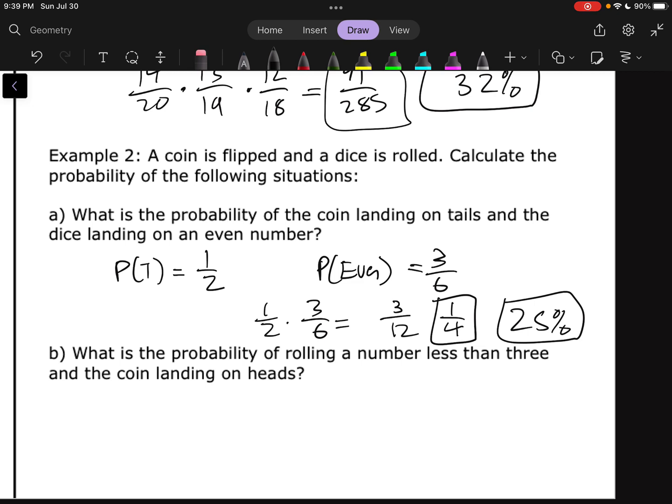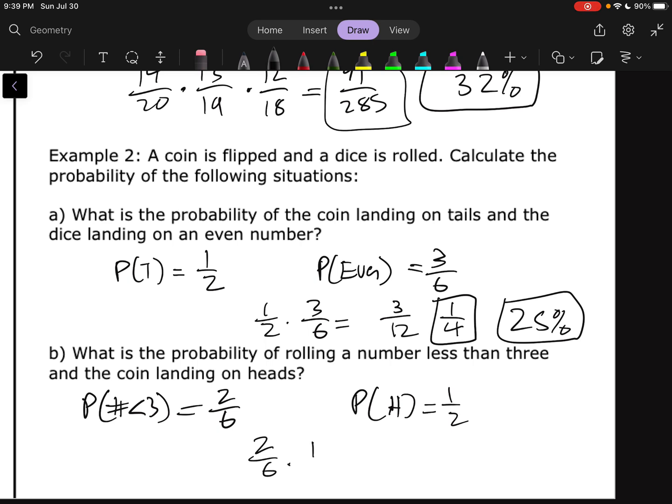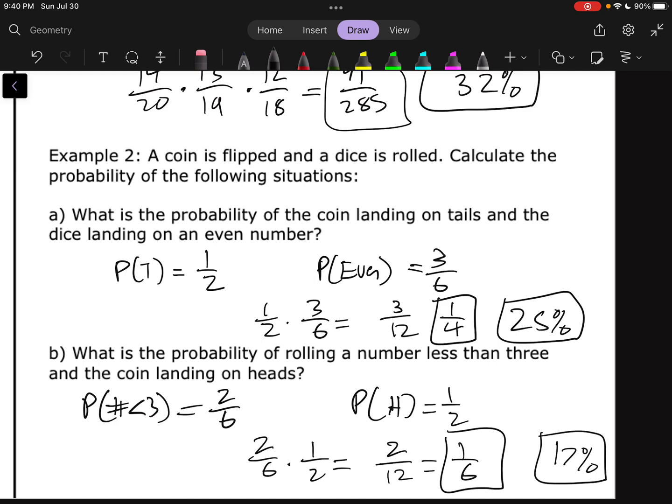And then rolling a number less than 3. Less than 3, that just means it's a 1 or a 2, so that's 2 out of 6. And the probability of landing on heads would, of course, be 1/2. So 2 out of 6 times 1/2 is 2 out of 12, which is 1/6. And 1/6 as a percentage is 17%.